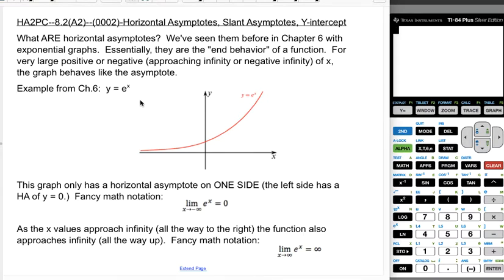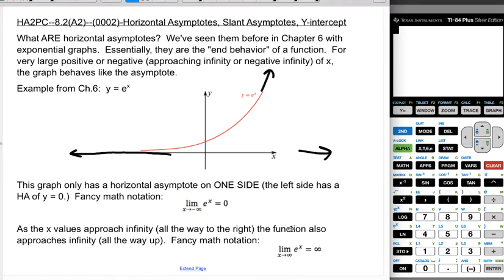So we've seen y equals e to the x from Chapter 6. This graph has a horizontal asymptote of y equals 0 on one side. See how this red graph is approaching y equals 0 on the left side as x approaches negative infinity. Now, as x approaches positive infinity, meaning going this way, this thing's going up forever. So you can see that the limit as x approaches infinity, meaning as you go as far to the right as you possibly can, right?